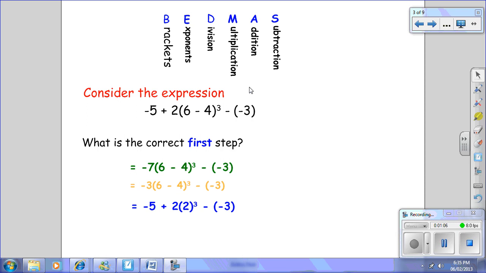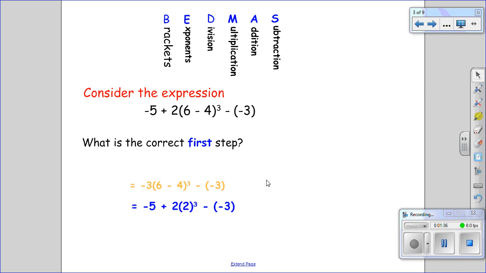So if we look at the expression -5 plus 2 times, now if you notice here there's no operation there, but it does imply multiplication, times bracket 6 minus 4, end the bracket, all cubed, subtract -3. What's the first step? If we go back to our BEDMAS word, it implies brackets. Which one of these has dealt with the brackets first? This one still has brackets, so not that one. Again, this one still has brackets, so it must be this one.